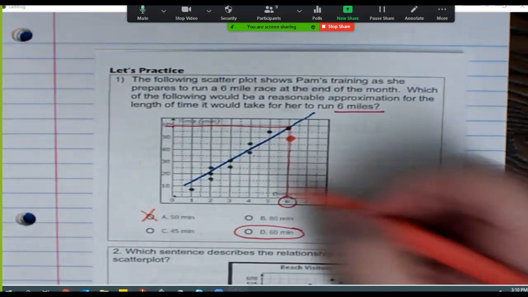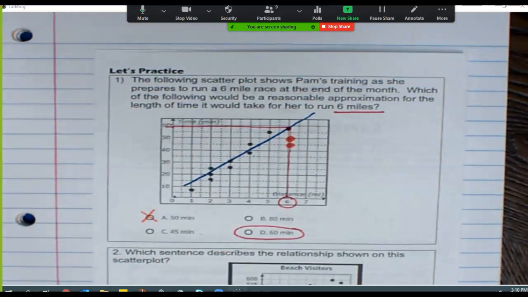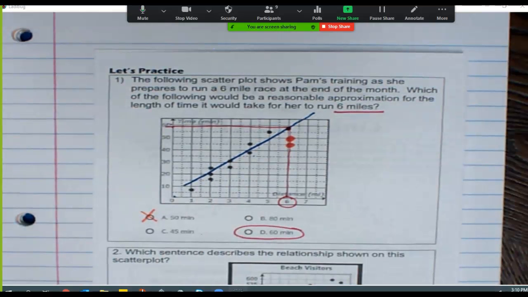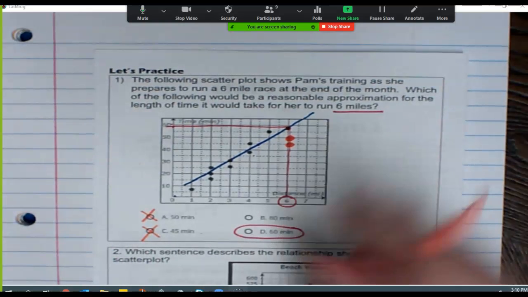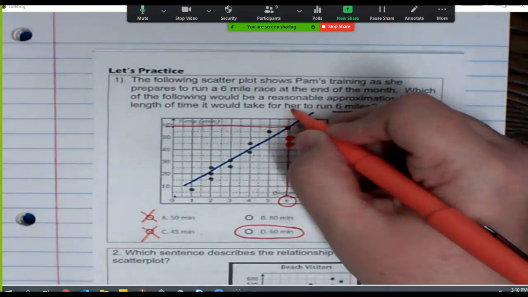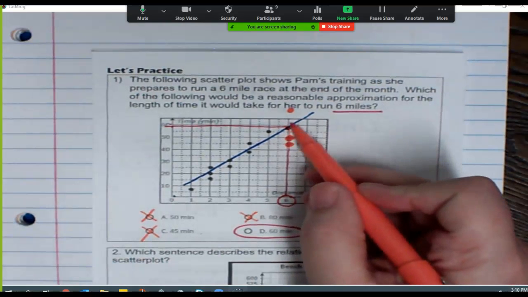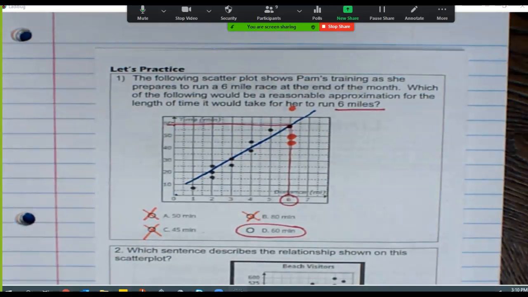Same thing with 45. If I went 6 miles, if it took me 45, whoa, that's even farther away from my trend line. That's further away from that pattern, isn't it? It wouldn't make any sense. And 80, 6 miles, if it took her 80 minutes, 60, 70, 80, that's going to be way up here. So you can see this point at 59 is the closest to my answer, 60. Sound pretty good? All right, let's look at the next one.